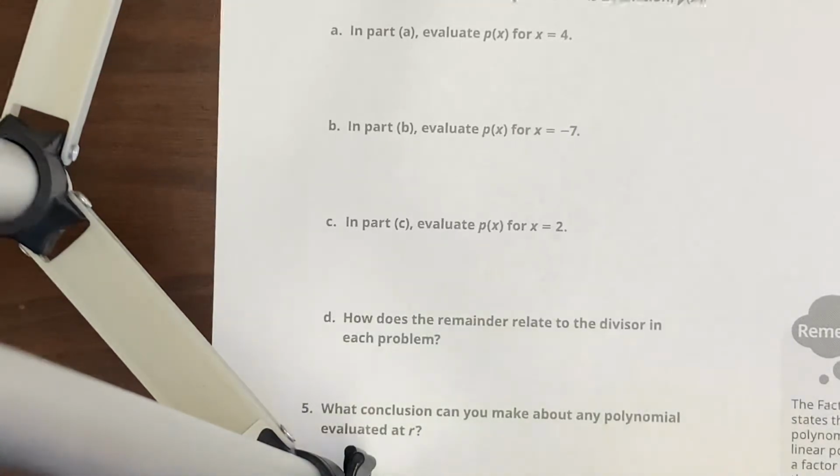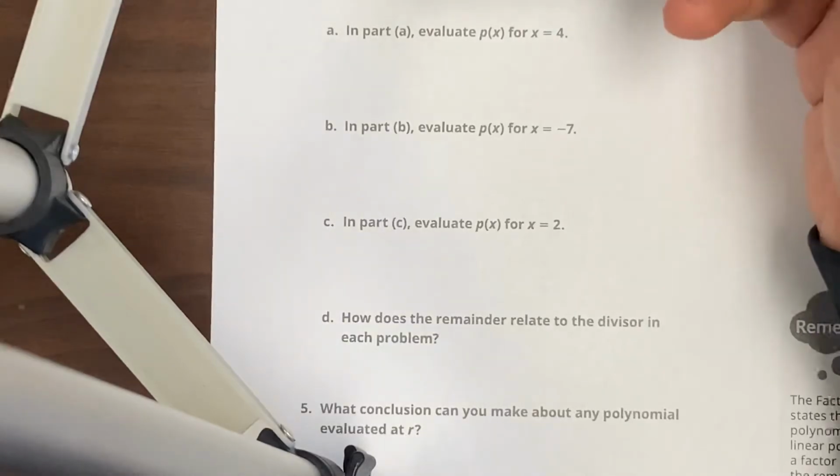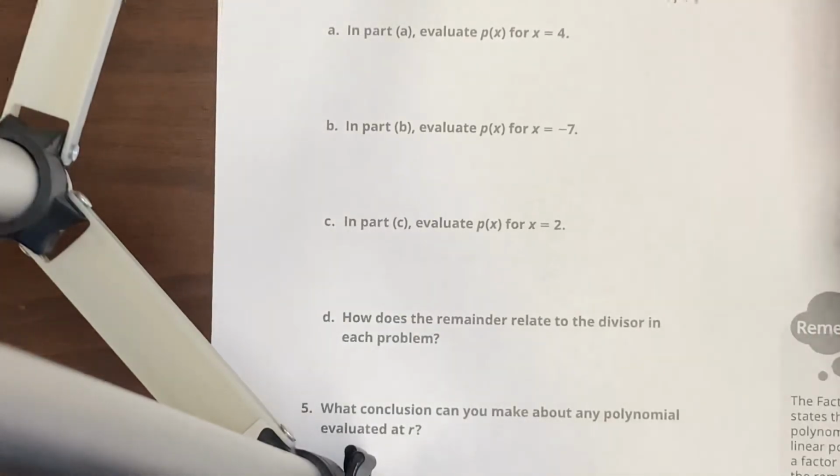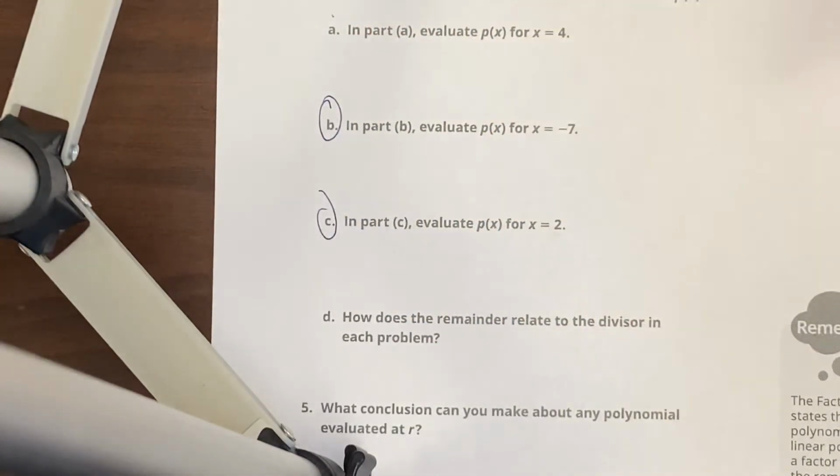So consider each dividend in question 1 as a function of p of x. Part A is what we've already been doing, 5x minus 12. That's what I'm going to be doing. You want to do those two. Make sure you can do them.